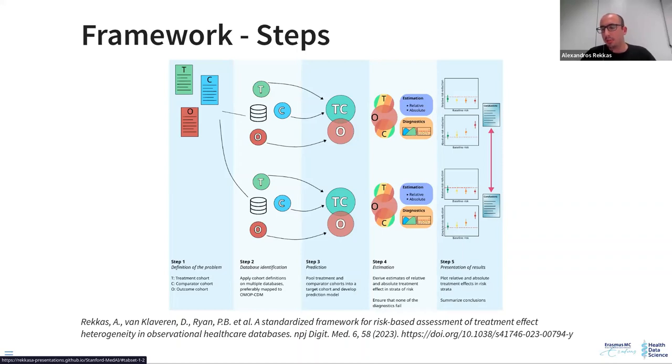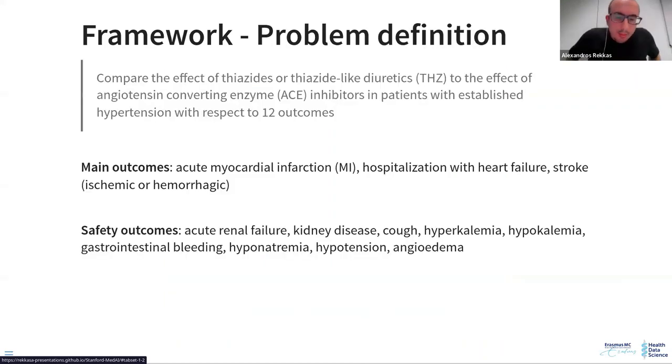And then in the final step, we combine all these results into a single table, or a plot, where we can then evaluate the overall evolution of treatment effects with risk, right? So we demonstrated our framework in the field of hypertension, where we compared the effect of thiazides to ACE inhibitors in patients with established hypertension, and we focused on 12 outcomes. We had three main outcomes, which were acute myocardial infarction, hospitalization with heart failure, and stroke. We had another set of nine safety outcomes. These were all outcomes that were related to one or the other treatment, usually, in the literature.